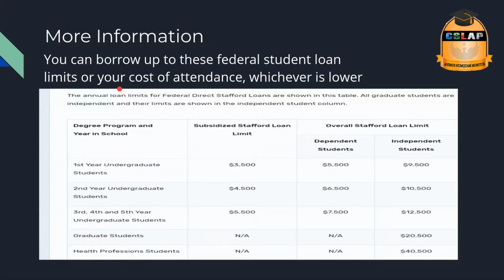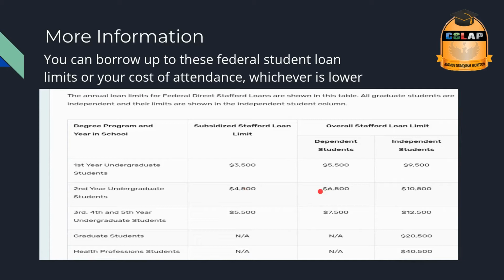Here's some other information here. It says here annual loan limits for federal Stafford loans. So let's go and take a look. First year you get 3,500. If you're a dependent student, you get 5,500. Independent, you get here 9,500. Now let's take a look here. Second year you get 4,500. Dependent 6,500. 5,500, 7,500.